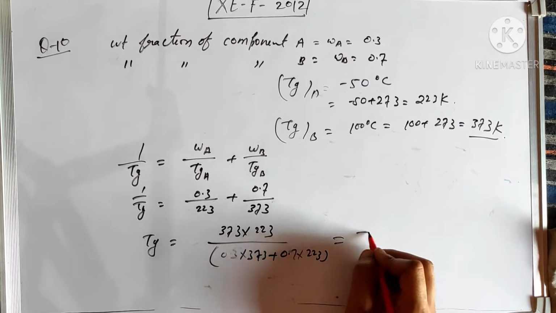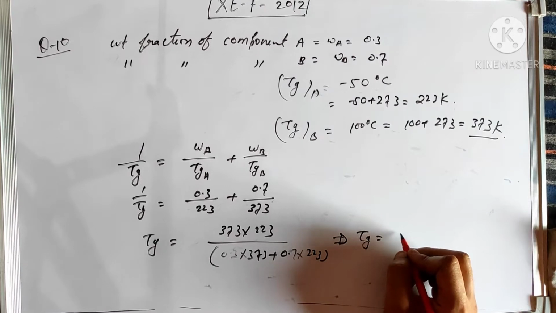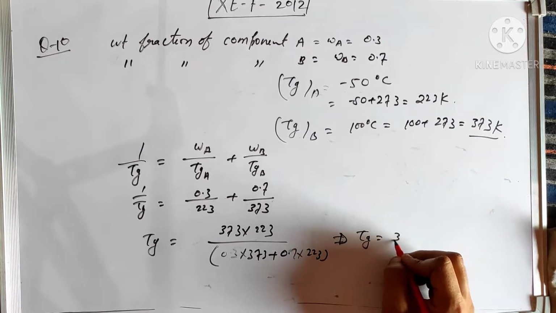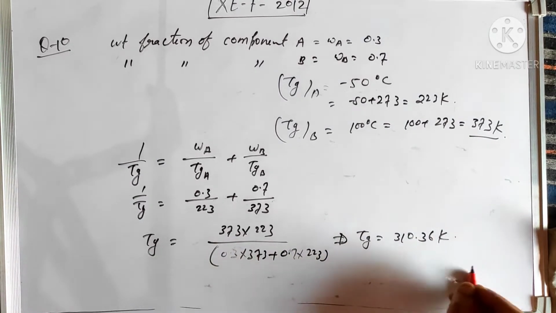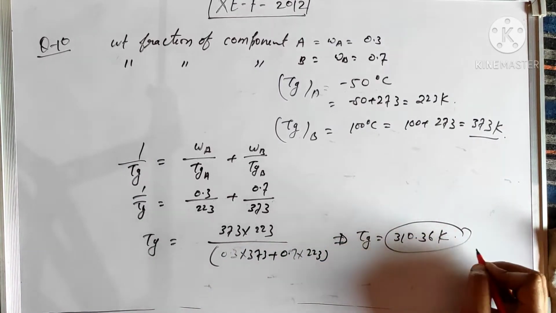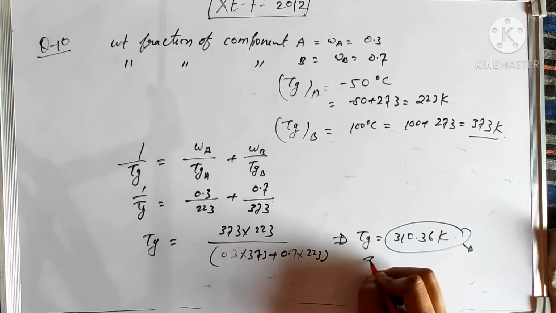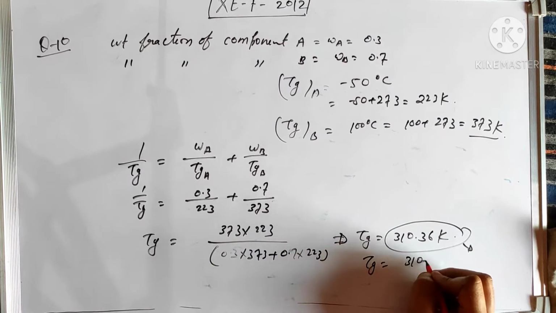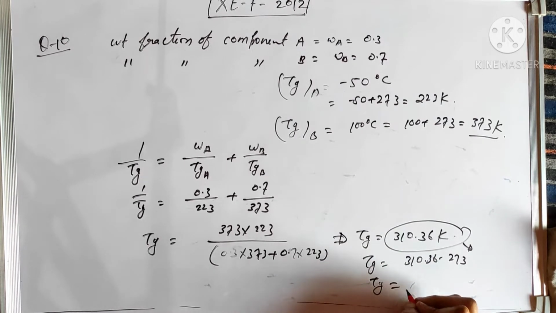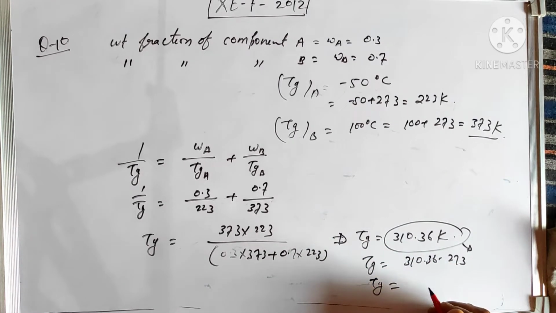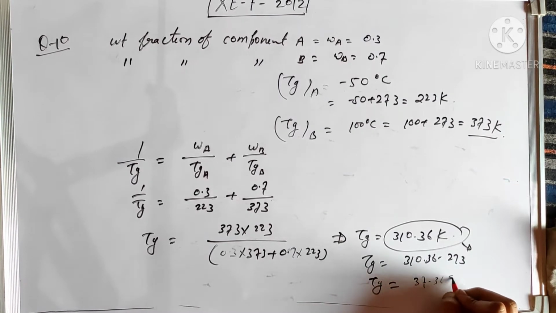After the calculation, you get the glass transition temperature equal to 310.6 Kelvin. Then this temperature in Kelvin is converted into degrees centigrade by subtracting 273. Then the glass transition temperature of the miscible blend is equal to 37.6 degrees centigrade.